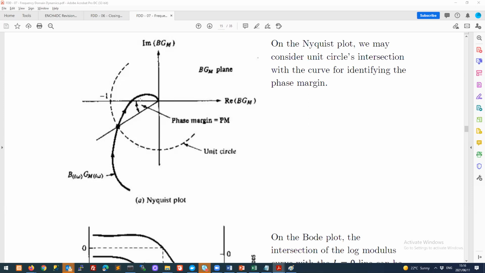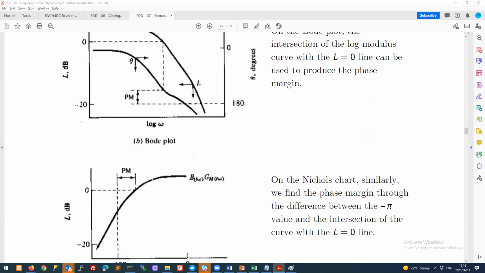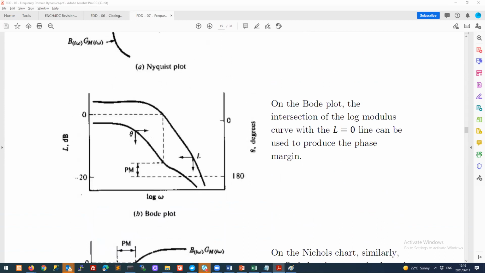Okay, so that's the concept of the angle. How far away in terms of the angle are we from -1, 0, right? To get that, we look at when the magnitude of the process is equal to 1. So that's the concept of your phase margin. And you can determine this also from your Bode diagrams in this way, and you'll see it's a bit more complicated.